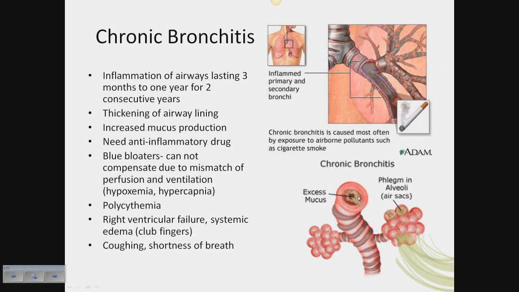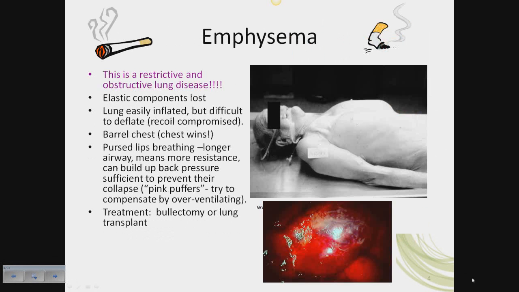Now, with time, the kidneys are going to sense hypoxemia, and they will release erythropoietin, and this will provoke polycythemia in these patients as an effort to have more red blood cells to bind to more oxygen. And one of the signs that you'll see in a patient with chronic bronchitis is excessive coughing and shortness of breath, or dyspnea.